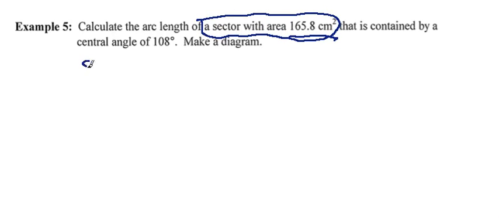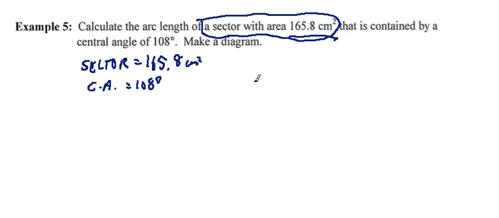We've got a sector area is 165.8 centimeters squared. And we also know that we've got a central angle of 108 degrees. So our central angle is 108 degrees. And it says make a diagram. So when you see a question say make a diagram, if you want full marks in that question on a test, you've got to make a diagram. Otherwise, you're not doing what it says.